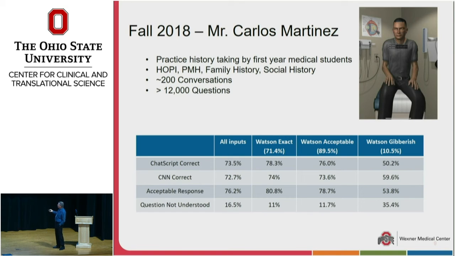In general, the results were the same. Overall, our accuracy was lower. These are now spoken conversations and not typed conversations. But in general, ChatScript gets about 70 to 78% correct. The CNN, always a little bit lower.